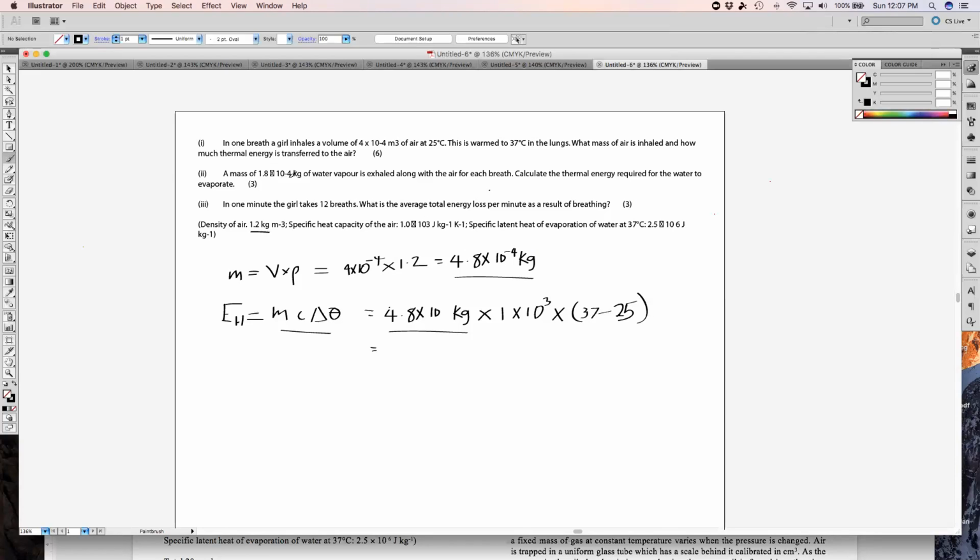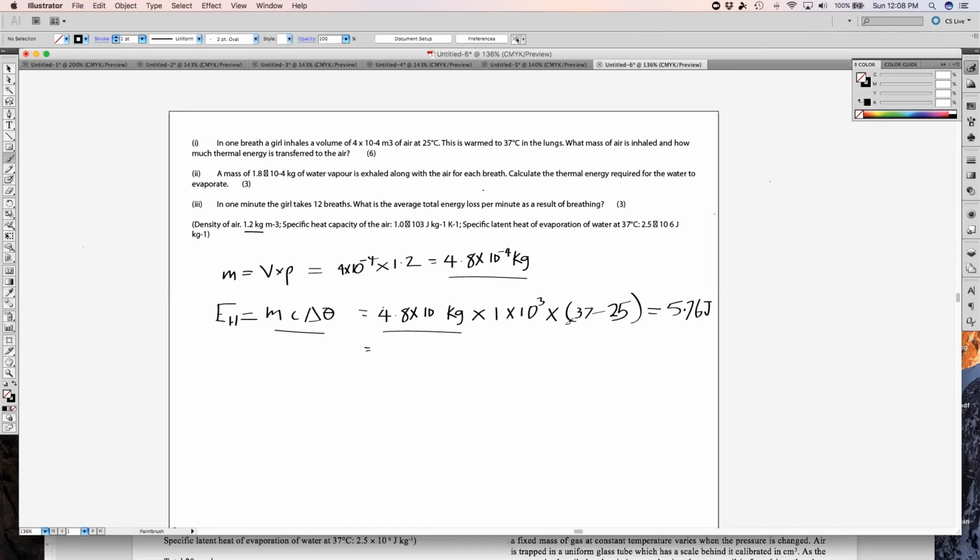A mass of 1.8 by 10 to the minus 4 kilogram of water vapor is exhaled along with the air for each breath. So they're telling us, apart from the air being heated, you're actually producing water vapor in the lungs. Now, to vaporize water, you're really giving off heat. So how much heat is given off? Calculate the thermal energy required for the water vapor to evaporate. Again, this is part one.